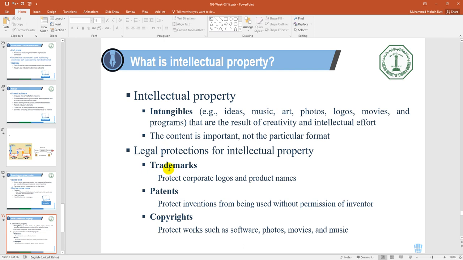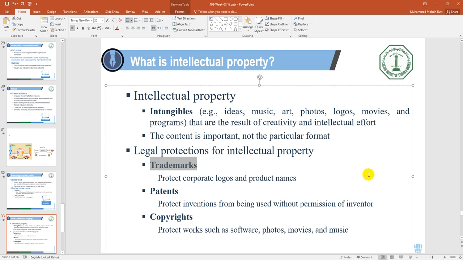So first of all, we have what we call trademarks. Trademarks are used to protect corporate company logos and their product names. For example, Intel, the name and the logo which they are using is protected by a trademark. The logos of Nvidia, HP, iPhone, Samsung, all these companies, the logo which they are using and the name itself is protected by a trademark.